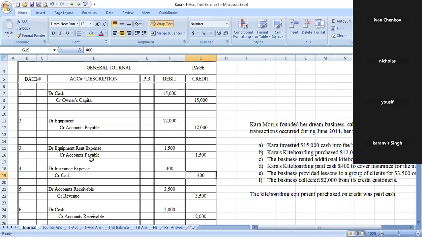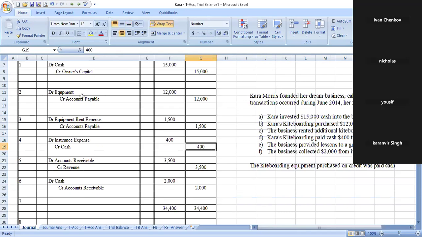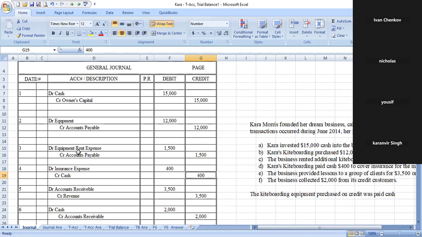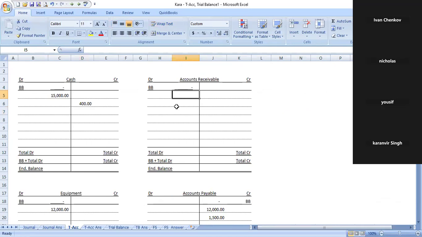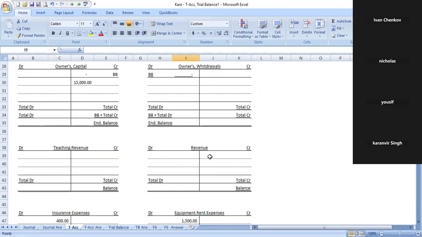Next one. We provide revenue to the customer. The customer hasn't paid us. So we have accounts receivable going up with 3,500 and the revenue goes up with 3,500. Let's show this accounts receivable 3,500 and the revenue goes up with 3,500.